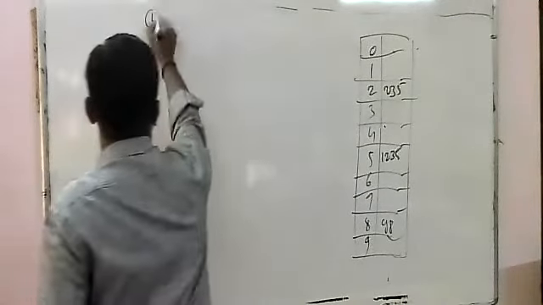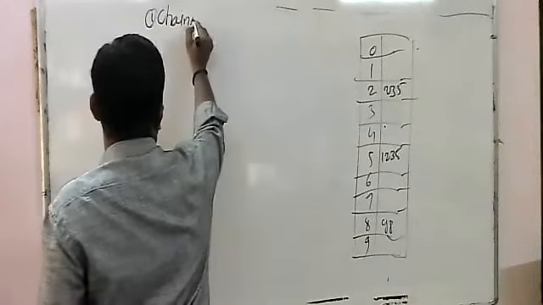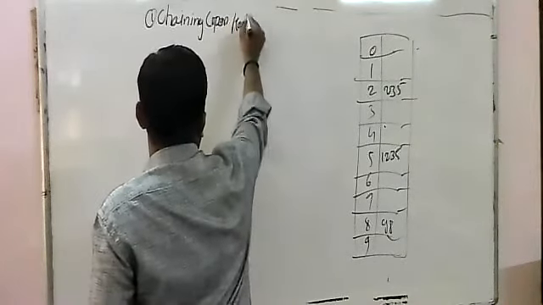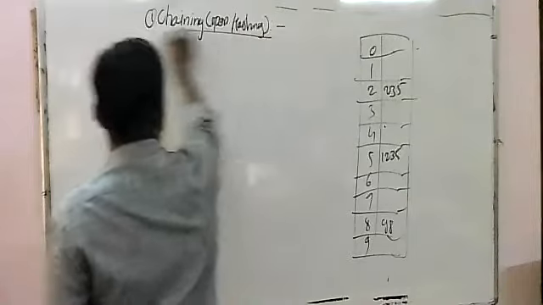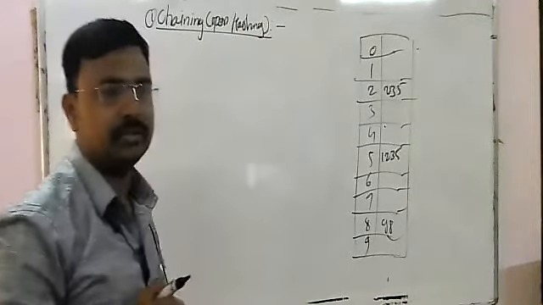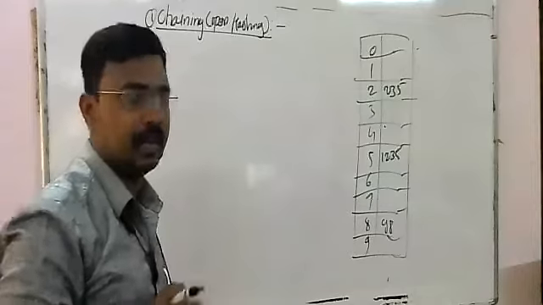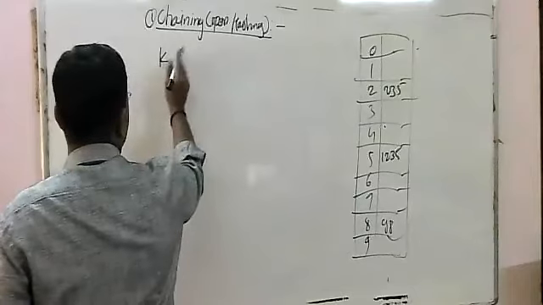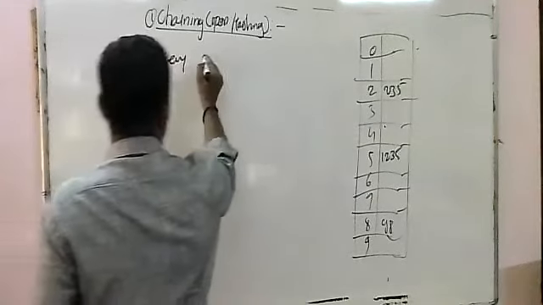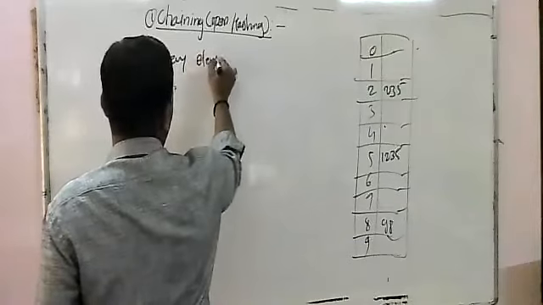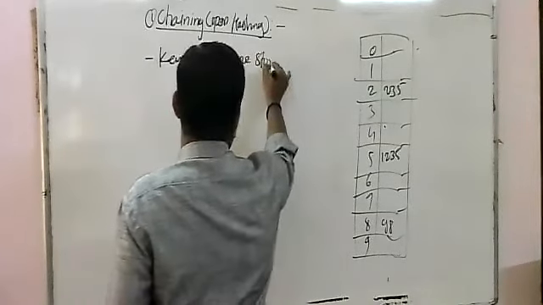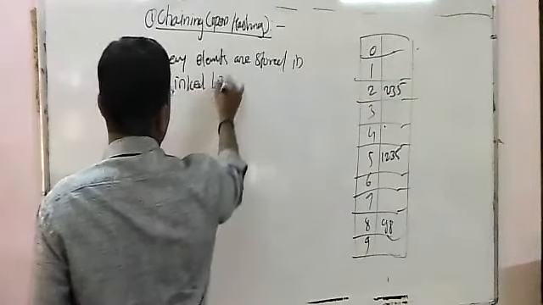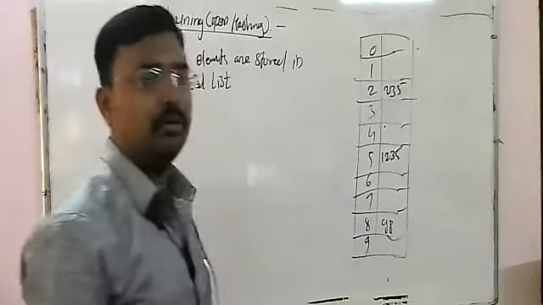First one is the chaining or open hashing. You can see how to do this open hashing or chaining, right? Now in this, whatever the key elements are there, we are going to store the key elements with the help of a linked list. They are stored into linked list.